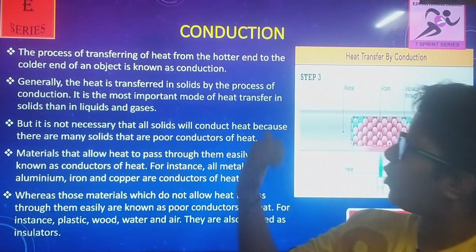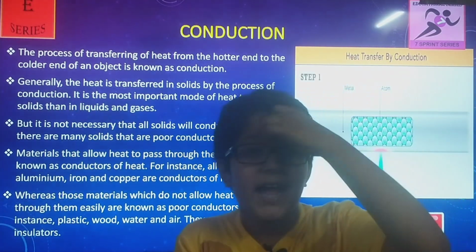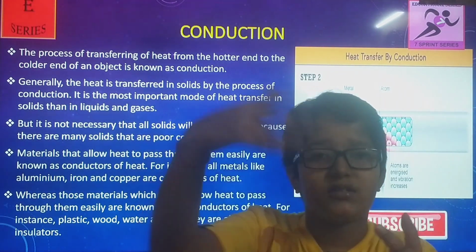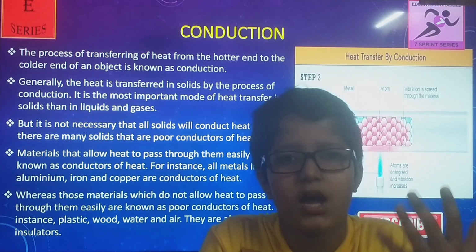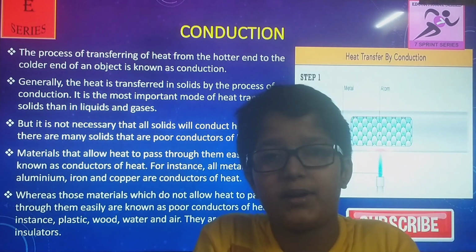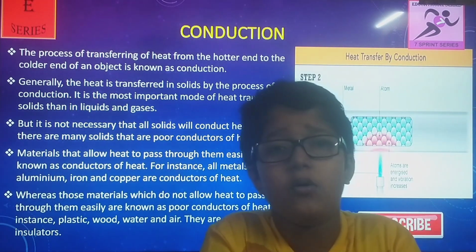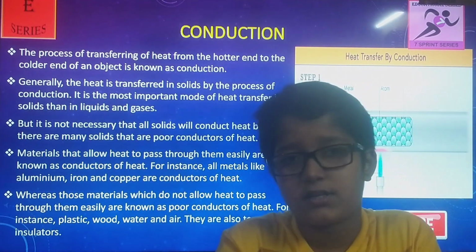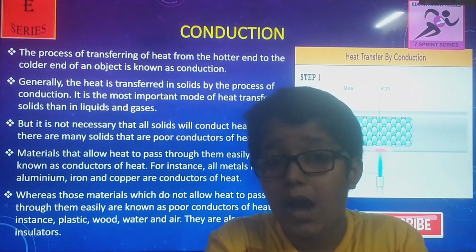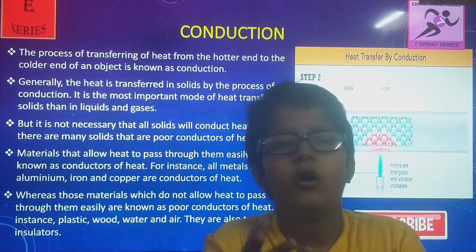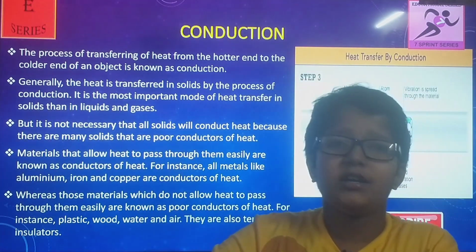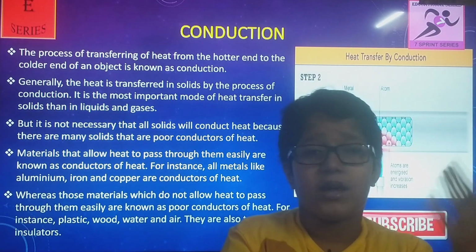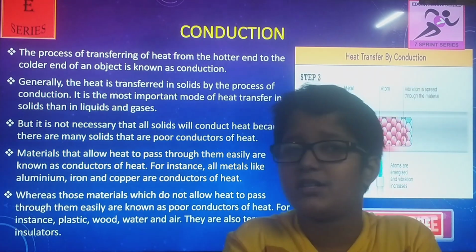Before moving on, it's an important point in conduction that conductors and insulators are two kinds of materials. Insulators do not allow heat to pass through them, and conductors, the metals, allow heat to pass through them or to radiate heat throughout. The atoms get excited by heat, but in insulators it is the opposite.